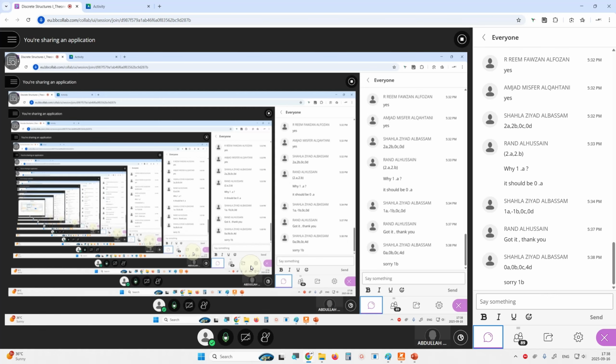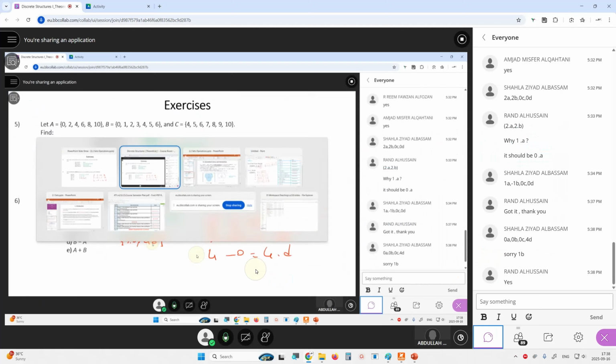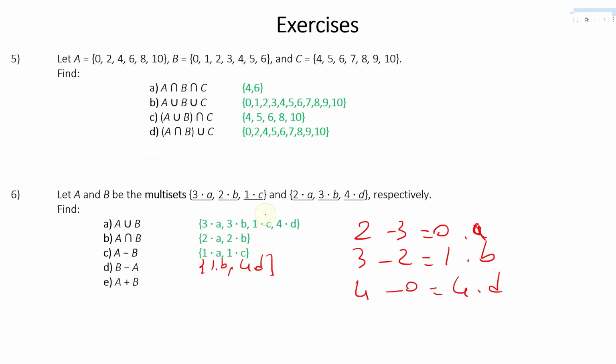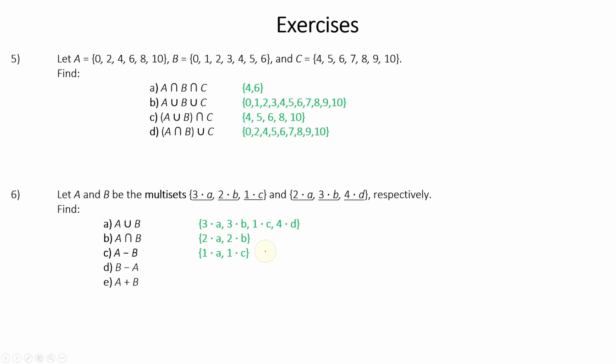Do you agree with me? Yeah, 1B. Yep. And 0C. Okay, that's right. So this is going to be the right answer, hopefully. 1B and 4D. Great.